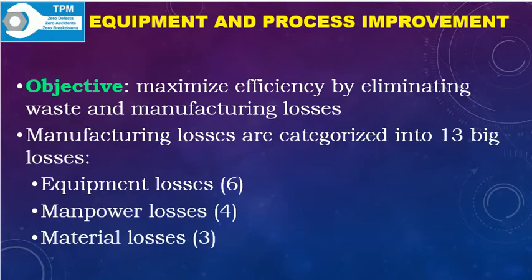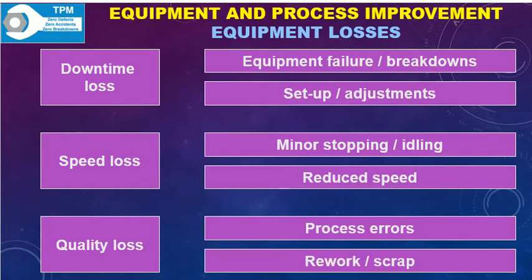First we discuss the equipment losses. There are 6 different losses under equipment losses. Again, we can categorize these 6 losses into 3 types, which are most important when you calculate the overall equipment effectiveness for TPM. First is downtime loss, second is speed loss, and third is quality loss, because these 3 losses come under OEE.